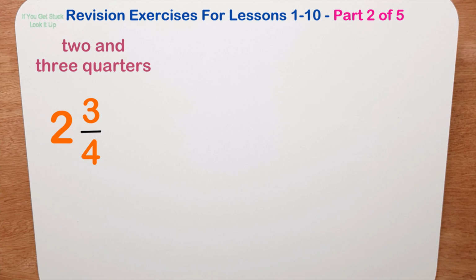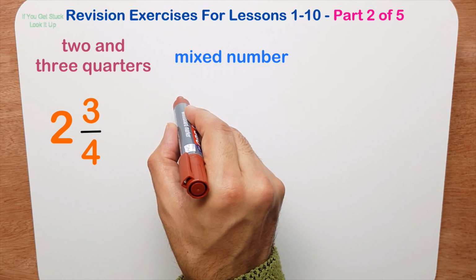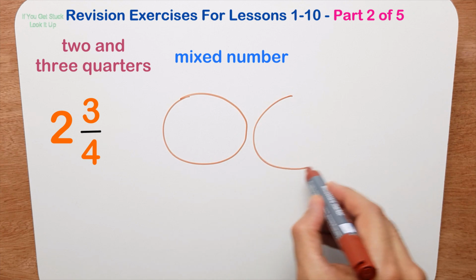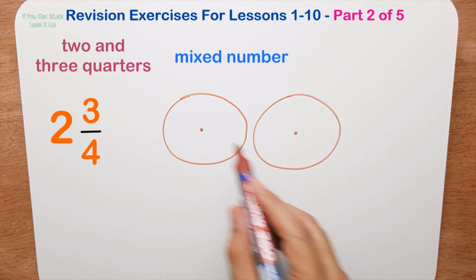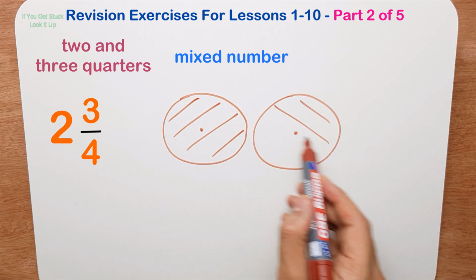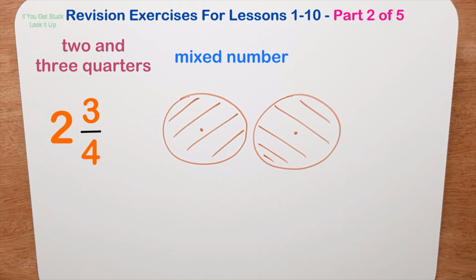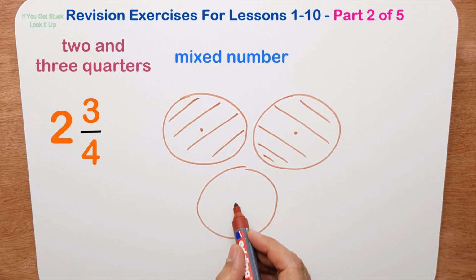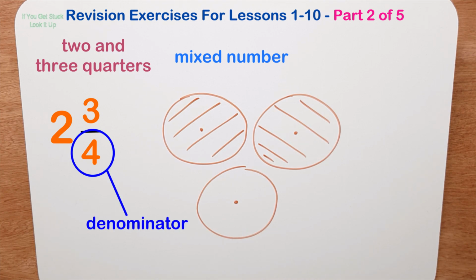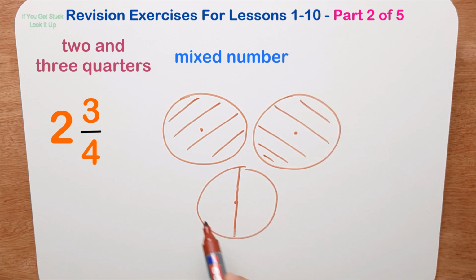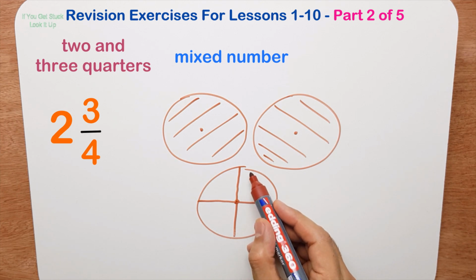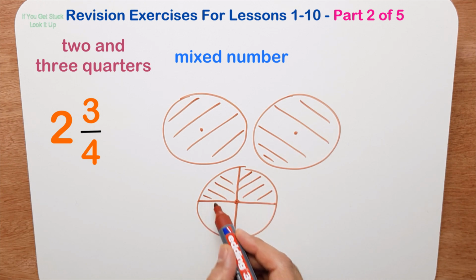The next question is 2 3/4. Now this is a mixed number because you have a whole part and a fraction part. So let's draw the whole part. 1, 2. There's the center. So I've got 2 whole pizzas. Now I'm going to draw the 3/4 of a pizza that I need. There, that's the center. Now because the denominator is 4, I need to cut this into 4 equal pieces. And what did we say about that? You halve the pizza and you halve it again. Now the numerator is 3, so I only need 3 pieces. 1, 2, and 3.